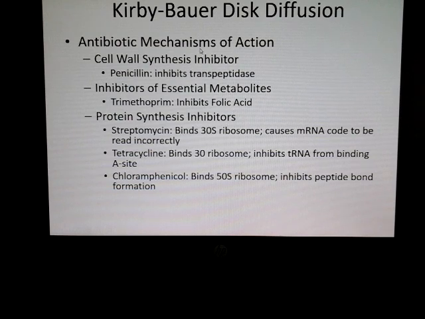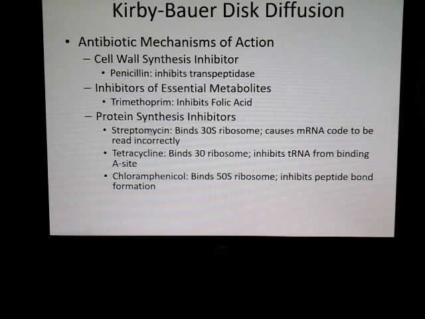We have antibiotics that will actually inhibit the cell wall. A good one for that is penicillin. What it specifically does is it inhibits transpeptidase. Inhibitors of essential metabolites would be things like trimethoprim, which will inhibit folic acid. Then we have some that will inhibit protein synthesis.